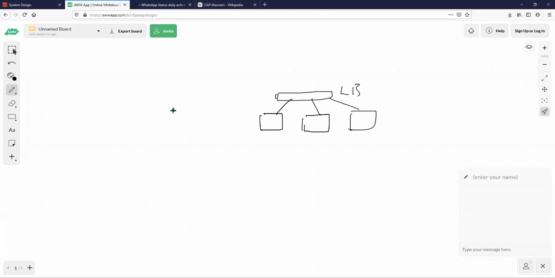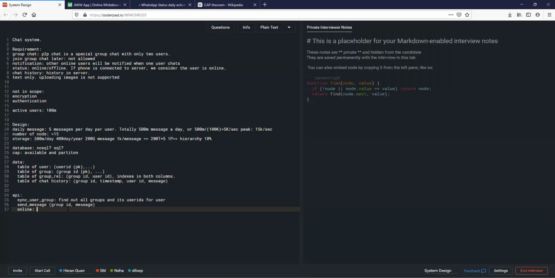So here we have a very basic design. Oh, another thing: it's online, send message, and sync message. We need a message ID for ordering. We can rely on the timestamp, but how would we generate the message ID? That can be a problem. But I think we can talk about this right after we finish the APIs, sync user group.